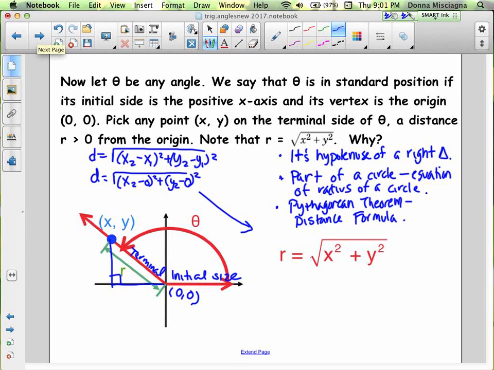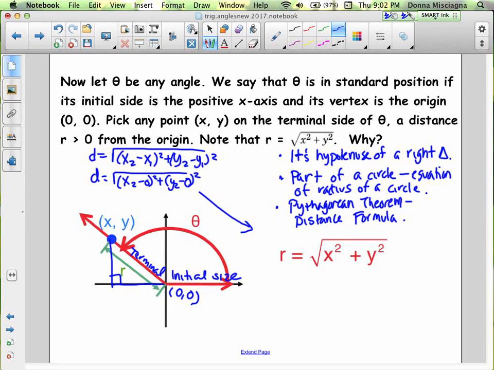It's always going to be a positive number because it's a hypotenuse of a right triangle. It's part of the circle equation of the radius of a circle, and Pythagorean theorem distance formula. So we're always going to have a positive number, and this is why it happens to be the square root of x squared plus y squared. Right? And it's a positive number because this one is a distance.